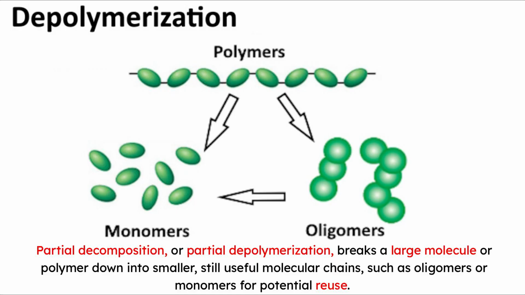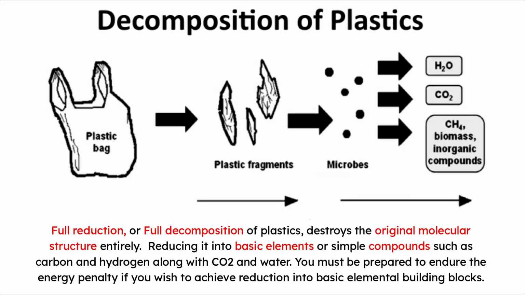Partial decomposition, or partial depolymerization, breaks a large molecule or polymer down into smaller, still useful molecular chains, such as oligomers or monomers for potential reuse. Full reduction, or full decomposition of plastics, destroys the original molecular structure entirely, reducing it into basic elements or simple compounds such as carbon and hydrogen along with CO2 and water. You must be prepared to endure the energy penalty if you wish to achieve reduction into basic elemental building blocks.